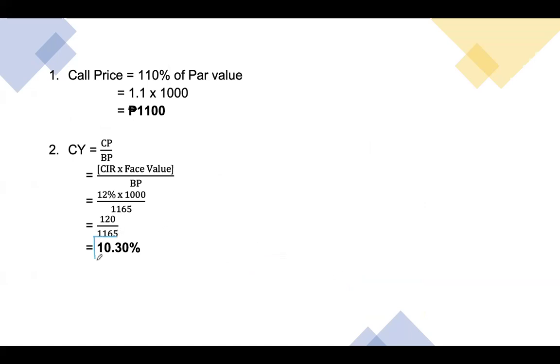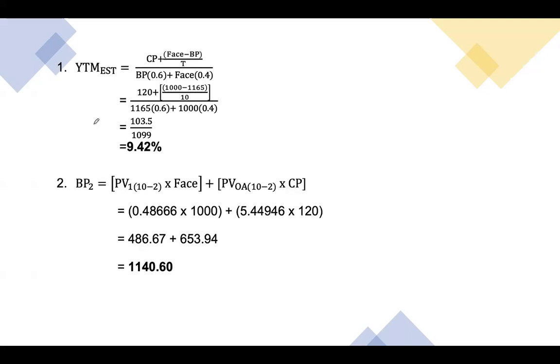The current yield is 10.30, which is computed by dividing 120, that's 12% of 1,000, all over 1,165, the bond price. So 10.30. The YTM is estimated at 9.42. And this is computed by dividing 103.5 by 1,099. 103.5 is computed by adding the coupon payment and the face value minus the bond price over time until it matured, 10 years. So that is 103.5.